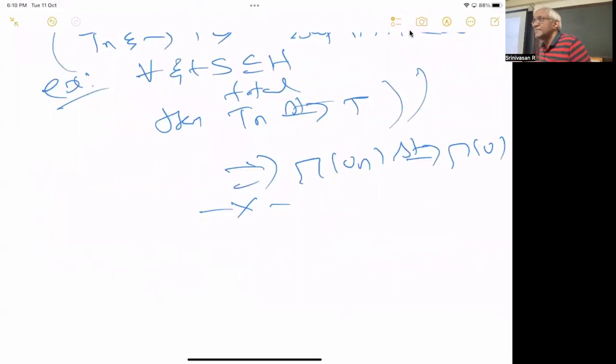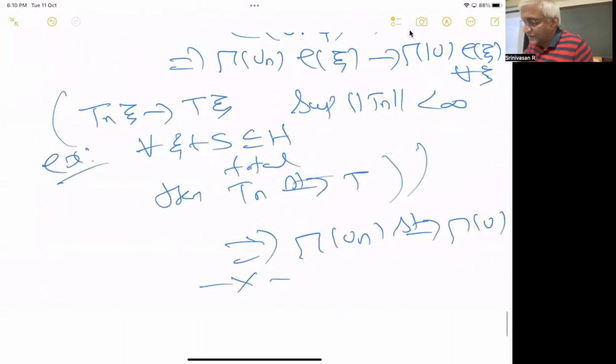The exercise is: if T_n xi converges to T xi for all xi in a total set, and it's uniformly bounded, then T_n converges to T strongly. That is the exercise.